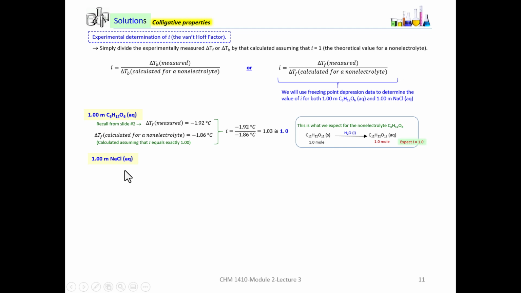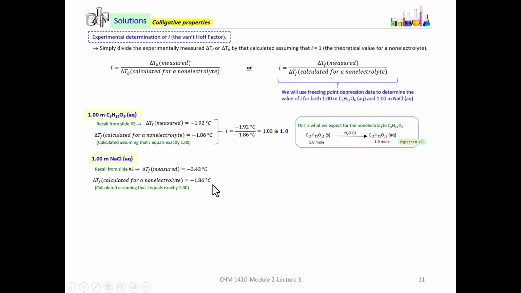Let's do this calculation of i for sodium chloride. Again, notice what we're doing is we're using freezing point data here as an example of calculating i. So if you recall from slide number 2, the actual measured freezing point depression for sodium chloride, a 1 molal solution, was minus 3.43 degrees C. And on the slide before this one, we calculated that for a non-electrolyte, the freezing point depression should only be minus 1.86 degrees C.